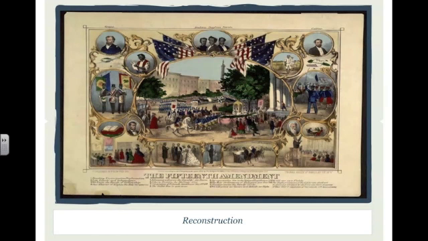Congress also had to amend the Constitution, and what that means is they changed it. The changes were written in the 13th, 14th, and 15th Amendments. They made slavery illegal. They said that all people born in the United States were citizens, and they gave all male citizens the right to vote and protected the rights of all citizens.